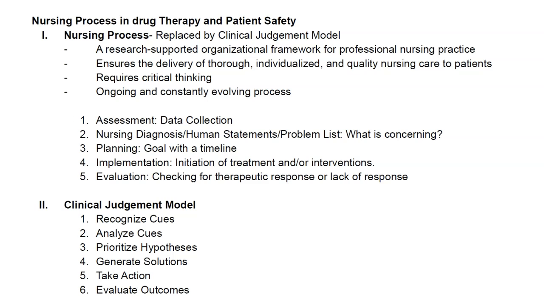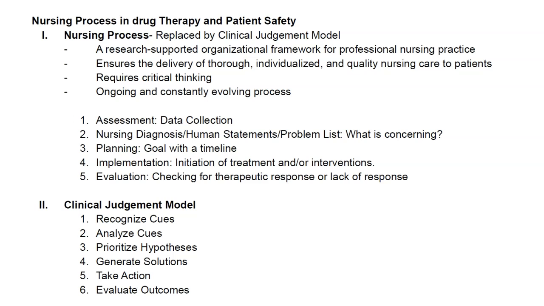They're very similar. But anyway, nursing process is a research-supported organizational framework for professional nursing practice. It kind of gives us guidelines to follow to make sure that we're delivering quality care to our patients consistently. So this too requires critical thinking. So we have to have some sort of knowledge and be able to prioritize and make decisions based on what we are seeing and what's going on with our patient. So the nursing process is ongoing and constantly evolving, basically changing depending on the needs of the patient and what's going on around us. The nursing process has 5 steps.